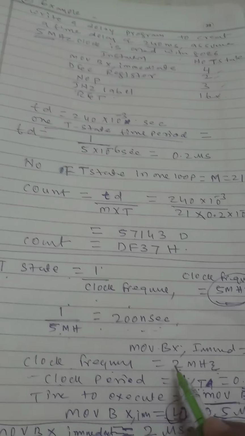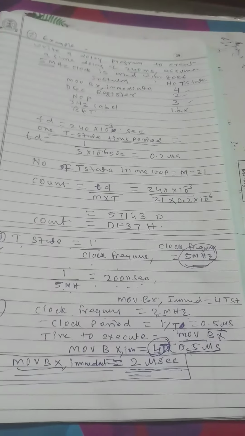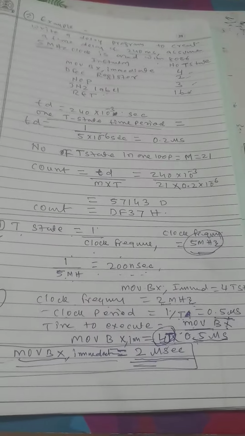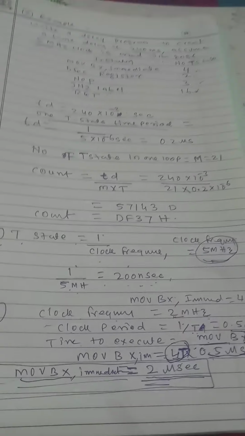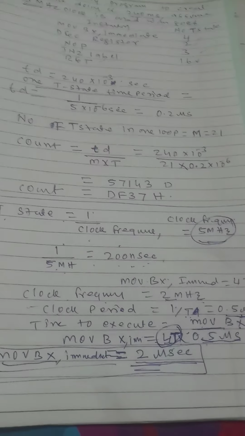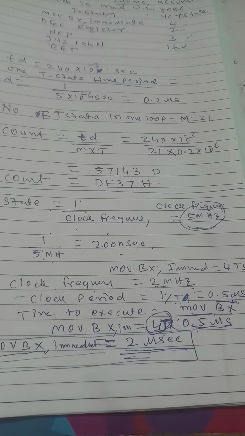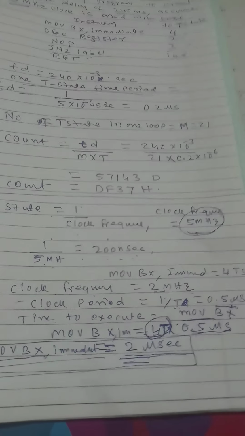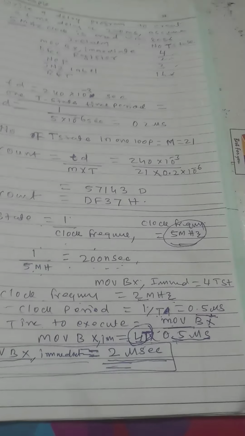Most 8086 microprocessors range between 5 megahertz to 10 megahertz for the clock frequency that we connect externally to the microprocessor. So that is the clock frequency. Based on that clock frequency and the number of T states, we can calculate the time taken to execute each instruction. Okay, so let us see one example of how to calculate the delay.